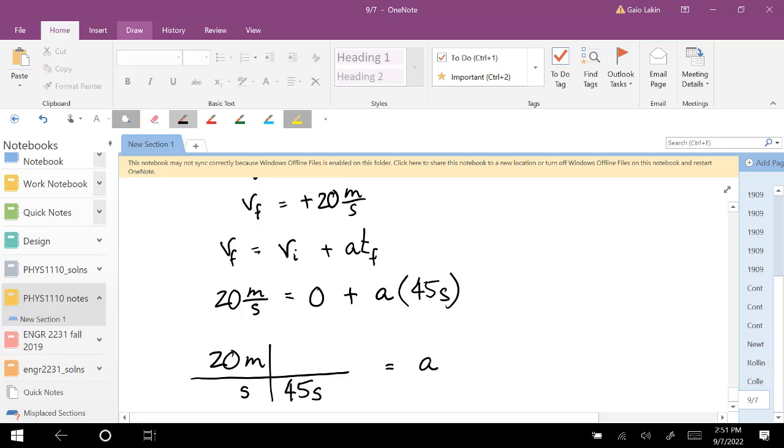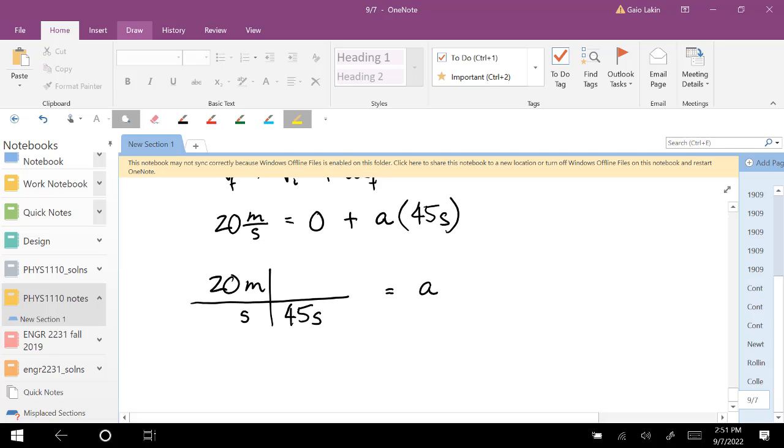And that's equal to the acceleration. And look at the units that come out, meters per second squared. Those are the units of acceleration. So acceleration comes out to be 4/9 meters per second squared.